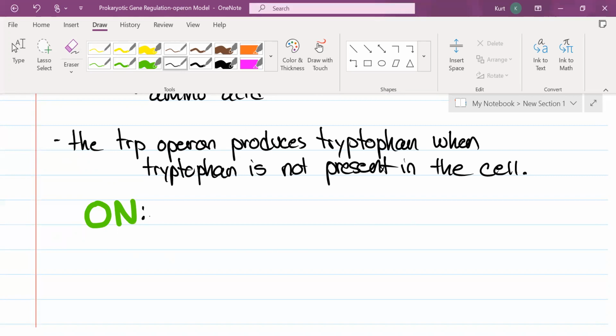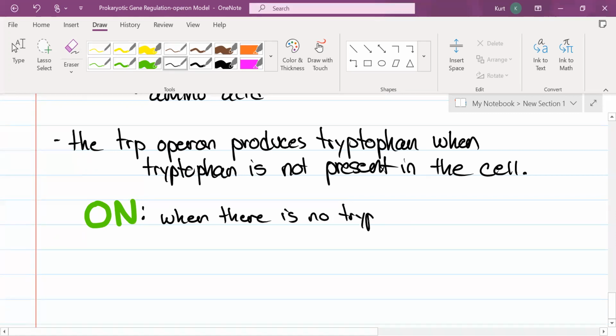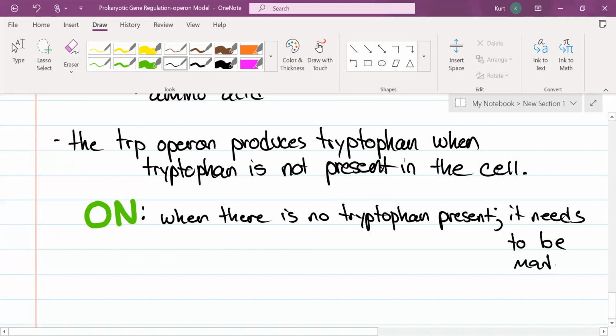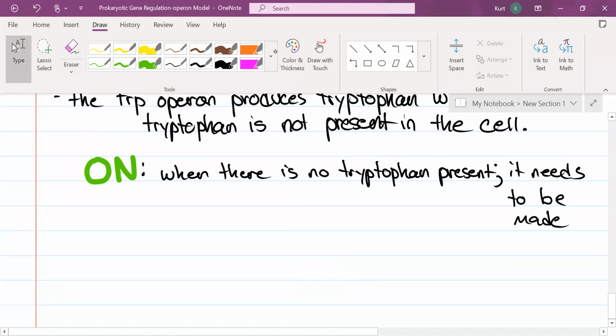When no tryptophan is present. Tryptophan is absent or not present, however you want to say it. So the tryptophan operon is on when there is no tryptophan present. When there's no tryptophan present, it needs to be made. Okay, so in that case, under what conditions will the tryptophan operon be turned off?